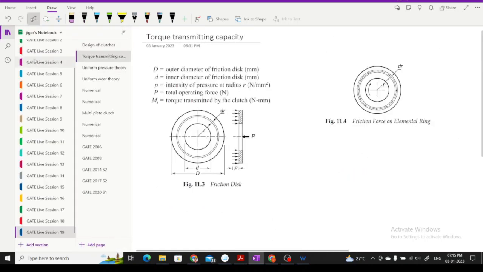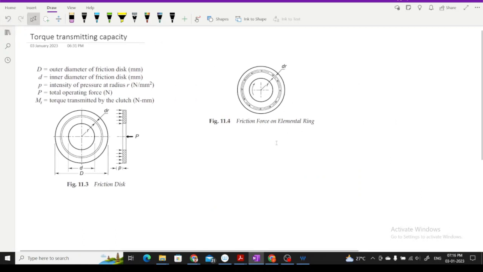Now if we go to the torque transmitting capacity of frictional clutches, then as you can see in this figure, the different parameters are mentioned: D is the outer diameter of the friction disk, and small d is the inner diameter of the friction disk. p is the intensity of pressure at radius r, and capital P is the force. M_T is the torque transmitted by the clutch. Here the frictional force is shown on the particular element defined in this figure.